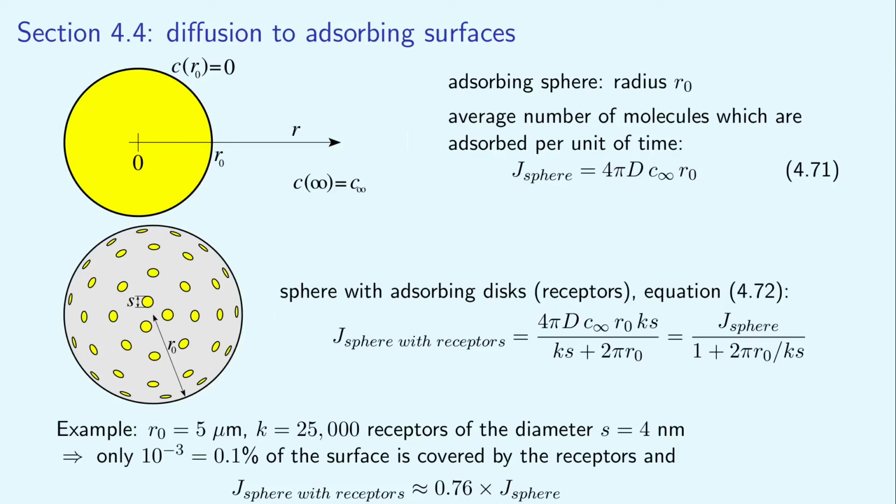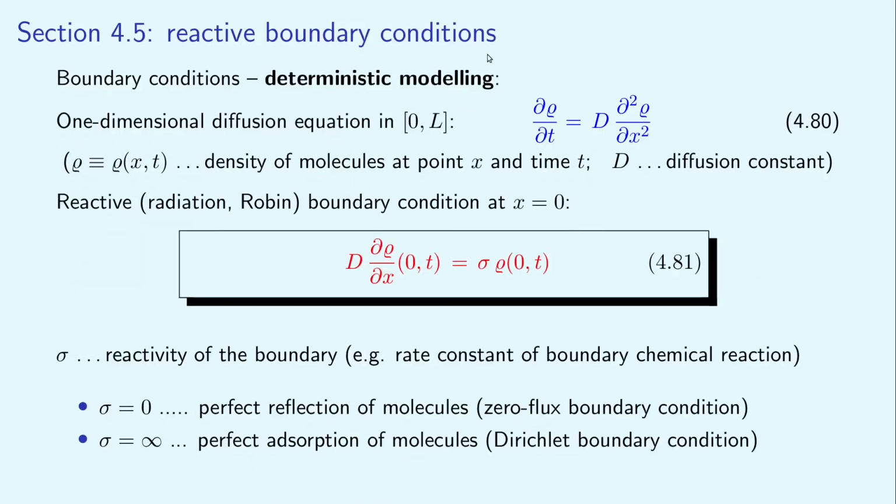From the point of view of the diffusing molecule, there are two different outputs each time it interacts with the surface. It is either adsorbed by the yellow disks or reflected back to the solution when it hits the gray area. This is also the way we describe reactive boundary conditions in section 4.5. In this section, reactive boundary conditions are explained on one-dimensional models. Considering deterministic modeling in one dimension, it is described by the one-dimensional diffusion equation for the density of molecules at point x and time t, denoted ρ in this section.